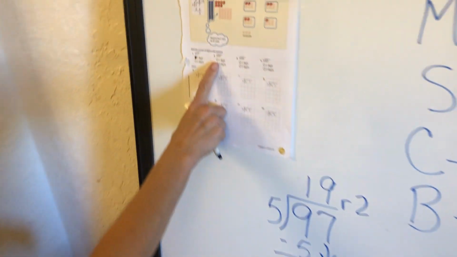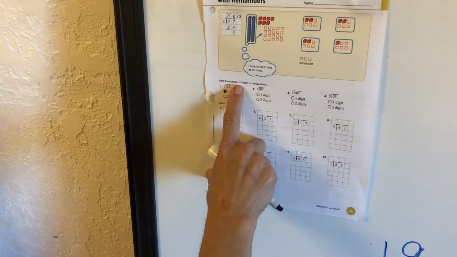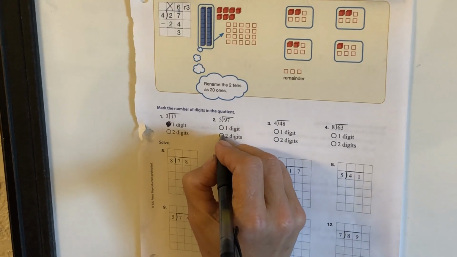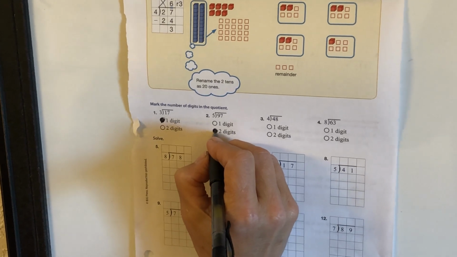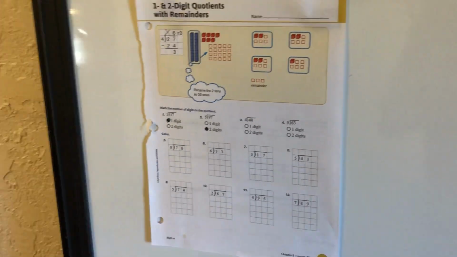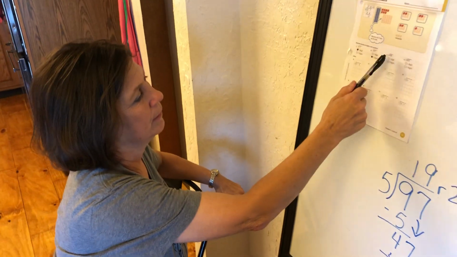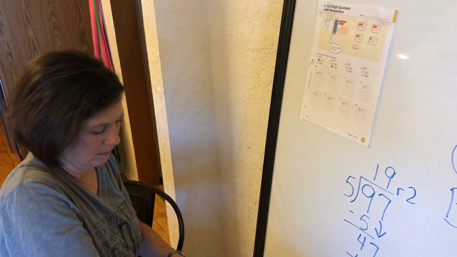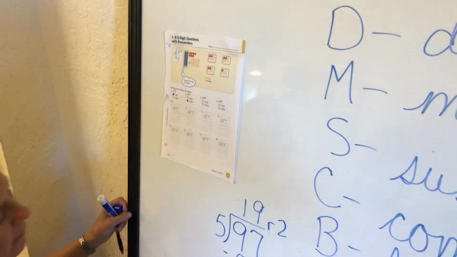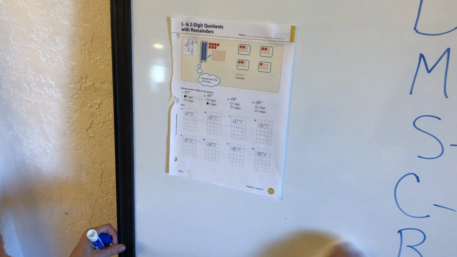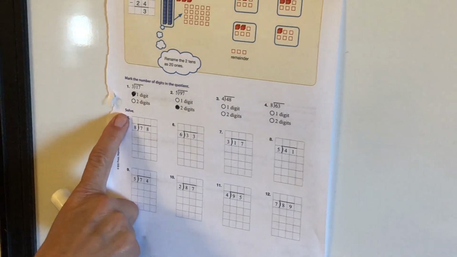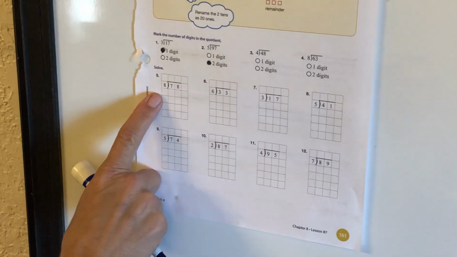So go back up here to number 2. The number of digits is 2 digits. So at this time you can pause and practice on number 3 and number 4. Okay, let's go to number 5. I'm going to erase this right here. All we have to do now is solve.